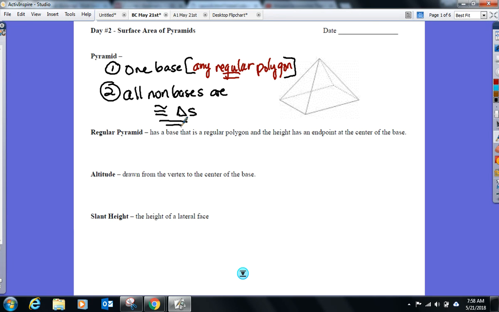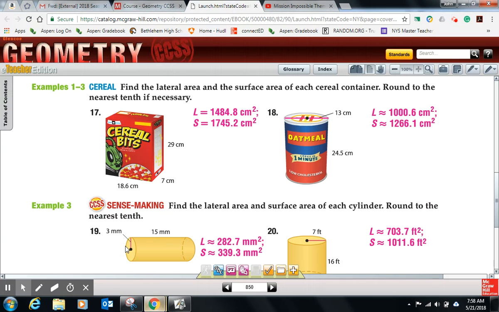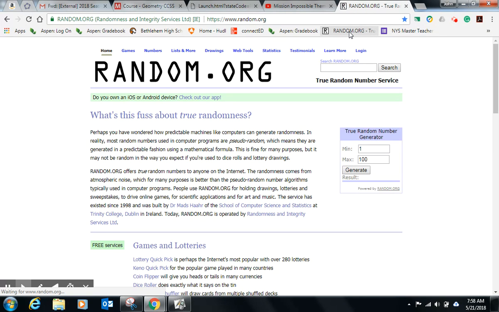Again, explain lateral area. Lateral area of a figure. Here we go. We're going right off the bat. Quick. Feeling it today. Feeling it. Got it. Explain to me lateral area of any figure.